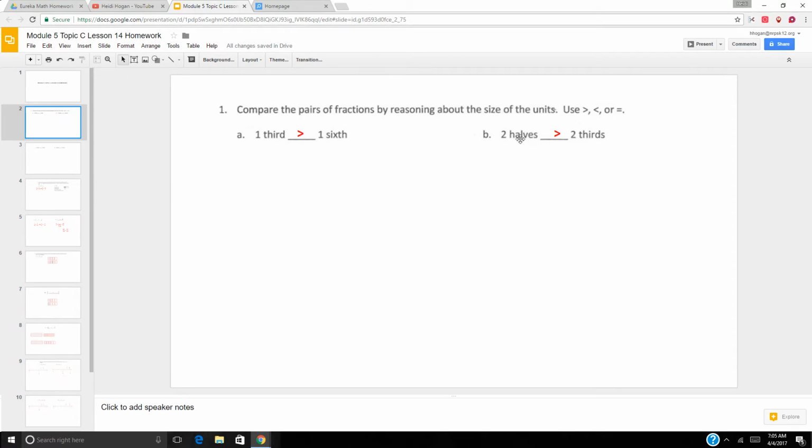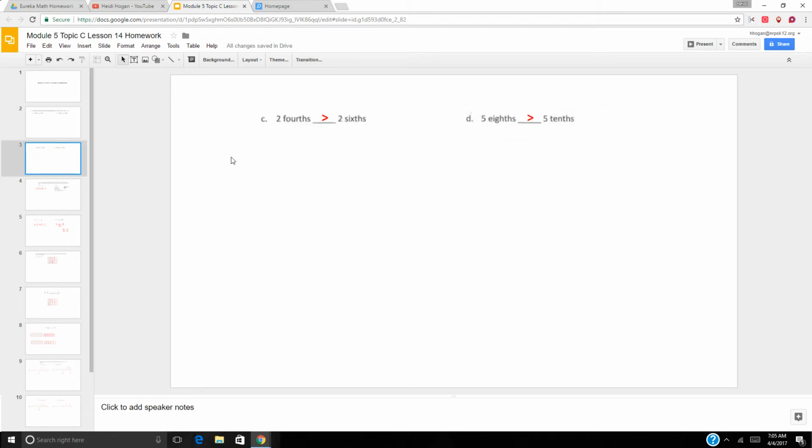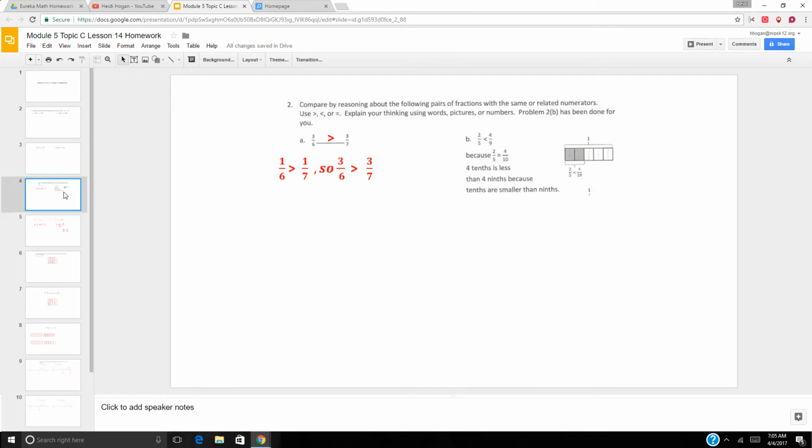So the same thing here. You're going to get two either way. Would you rather have halves or thirds? So halves are larger. So the same thing here. You're going to have two either way, which is larger, fourths or sixths. Fourths are larger. And these are things that you just need to know about fractions in general, which is larger. And you're going to get 5 either way, which is larger, eighths or tenths, and eighths are larger.